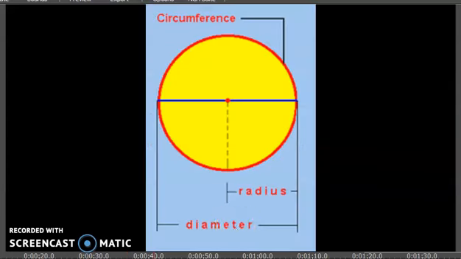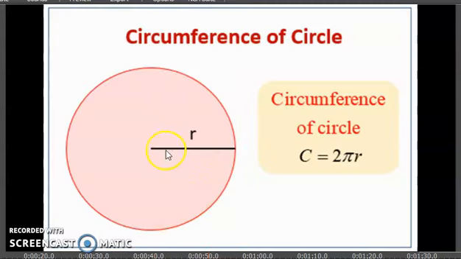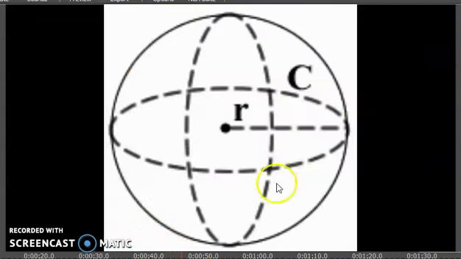So to review, this is the radius from the center to the perimeter. This is the diameter, and this is the circumference. If we take 2 times pi times the radius, that gives us the circumference. So on a sphere, the circumference of this circle of latitude is equal to 2 times pi times this radius here.